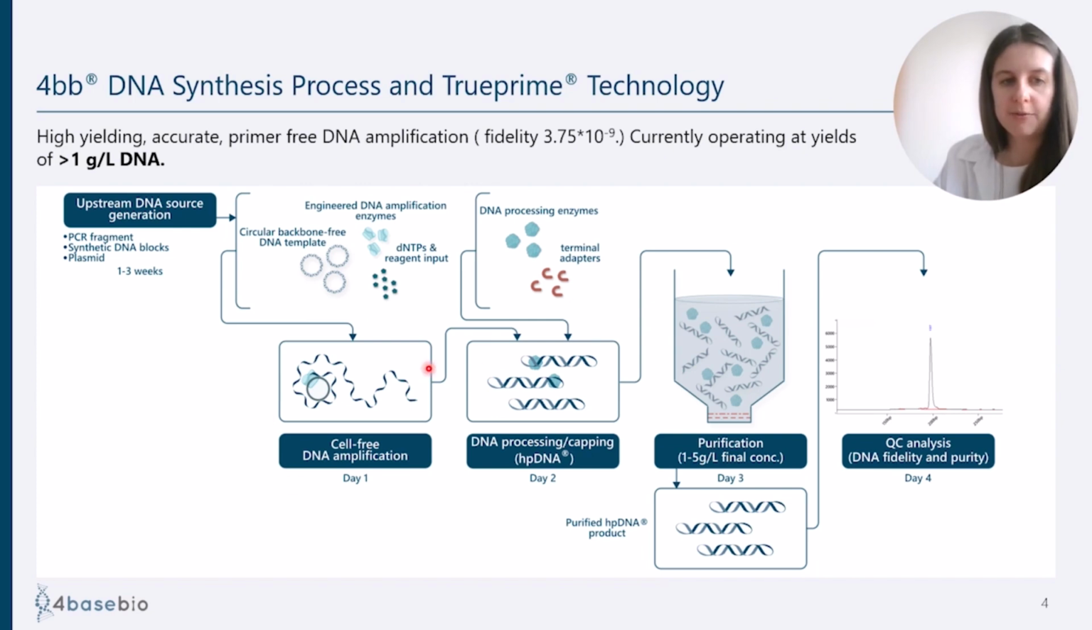We go through a cell-free DNA amplification process, entirely enzymatic, which is then taken through to our DNA processing, where we add those stabilized or hairpin ends to the DNA, which then goes through to a very nice DNA purification process to remove all of those enzymes that we used during the synthesis, and then, of course, onto QC.